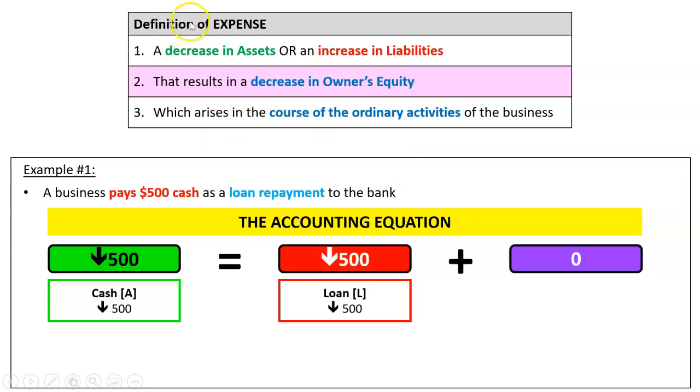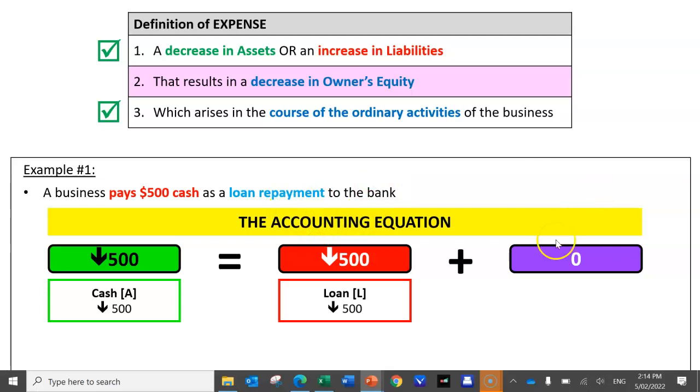Okay, so all we've got to do is go through our definition of an expense. If all three things are true, then we've got ourselves an expense. So let's start with the first one. Is there an overall decrease in assets? There is. Let's go down to this one. Did it occur during the ordinary activities of the business? Yeah, loan repayment's very ordinary. That happens all the time. That's this bit. This bit is not true. There is no decrease in owner's equity. We can see that's 0. So if there's no decrease in owner's equity, then overall this is not an expense.